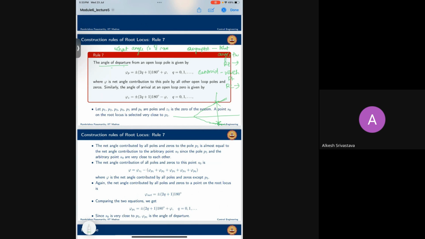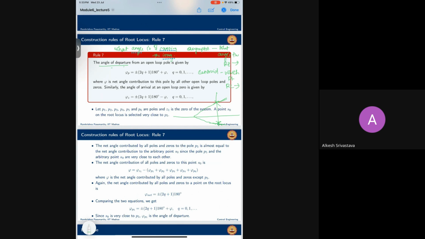Don't get confused with the asymptotes. Asymptotes tell you at what angle your root locus is going to travel. This particular angle of departure will tell you at what angle it is going to cut the imaginary axis. Some root loci may not cross the imaginary axis. At that time, the angle of departure will be null or zero. It won't even be considered.